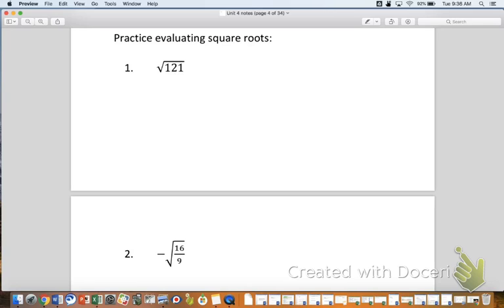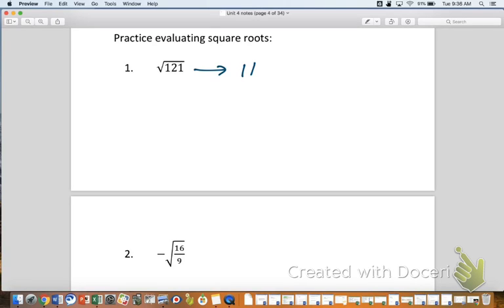What positive number times itself is 121? 11. That's correct. Something like this, I don't know that I would expect you to be showing a ton of work. If you wanted to, you could show a little bit of work. But if you just knew that 11 times 11 is 121 and said the answer is 11, I'm good with that. Any questions on number 1?